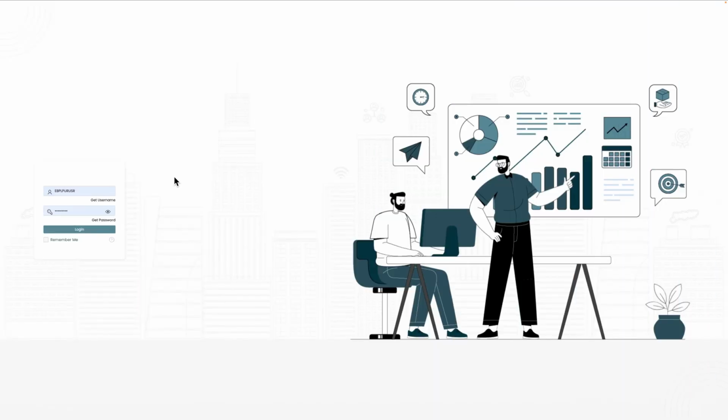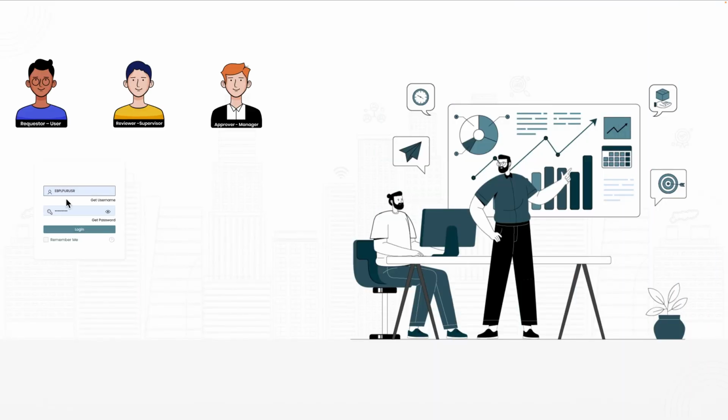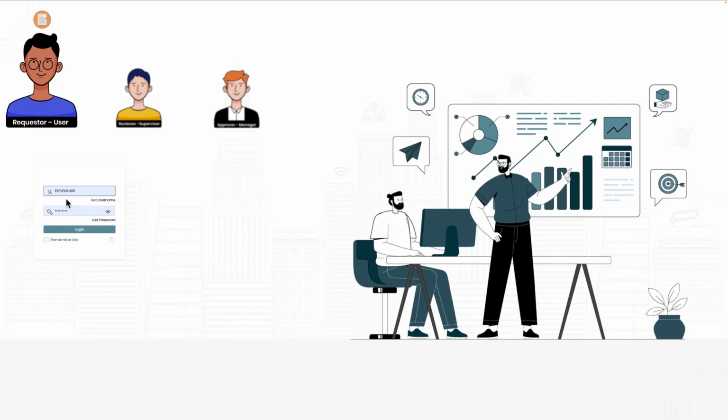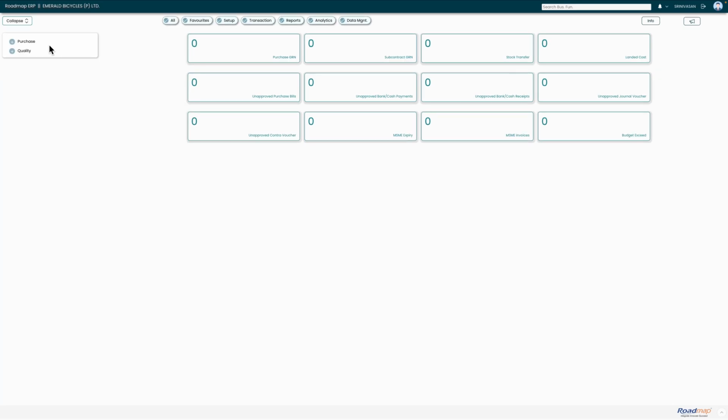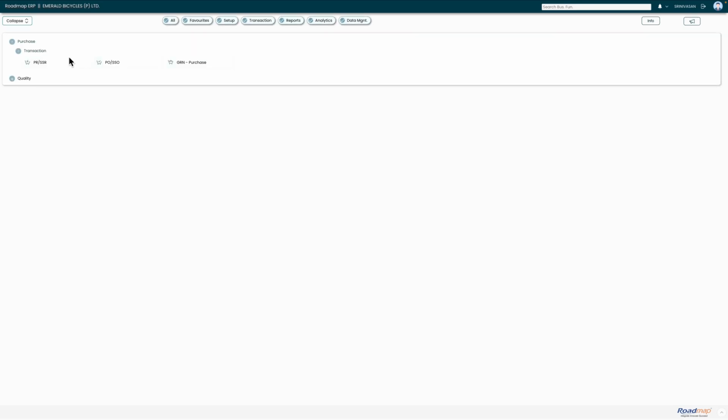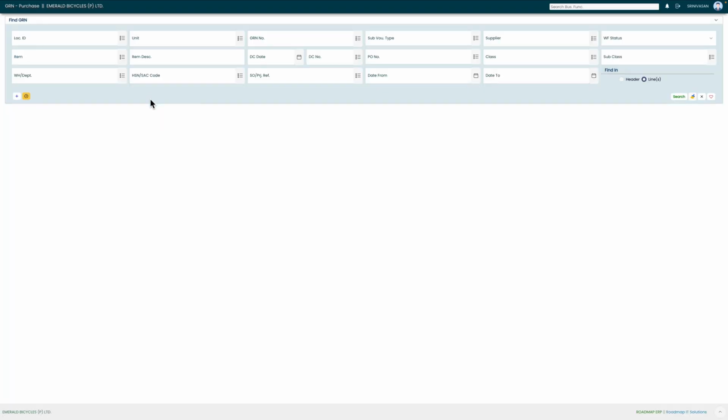In order to create it, let's get on to our login page. Here, we'll be logging in as our purchase user. Now click on login. Click on purchase. At transaction, you have GRN purchase. So GRN is a document that confirms the receipt of goods into a warehouse or store. It records the details of goods received from a supplier, including quantities, condition, and date of receipt.